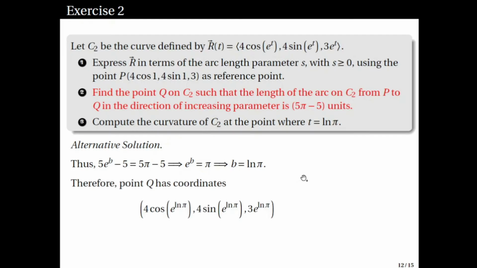So to get the coordinates, you just simply substitute t as ln pi in this component. So you have 4 cosine e to the ln pi, 4 sine e to the ln pi, and 3e to the ln pi. But e to the ln pi again is pi, so you just have 4 cosine pi, which is negative 4, 4 sine pi, which is 0, and 3 pi as the third coordinate.